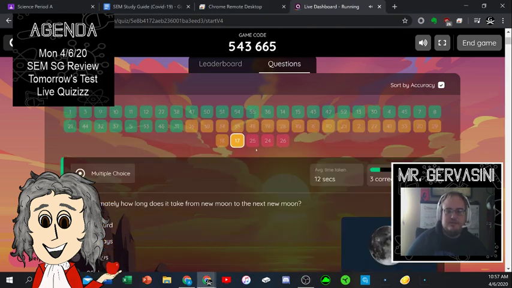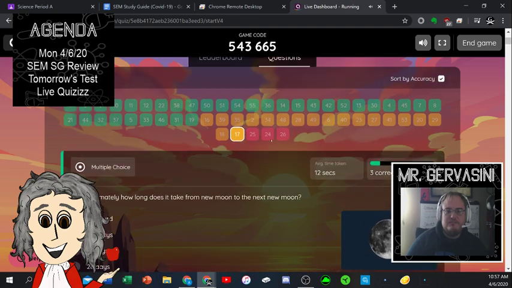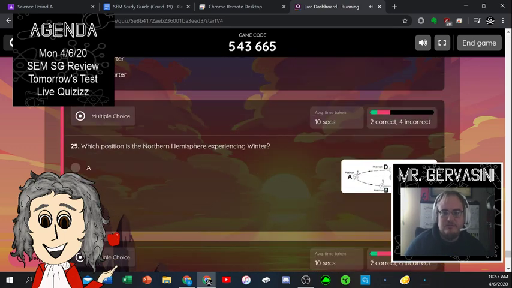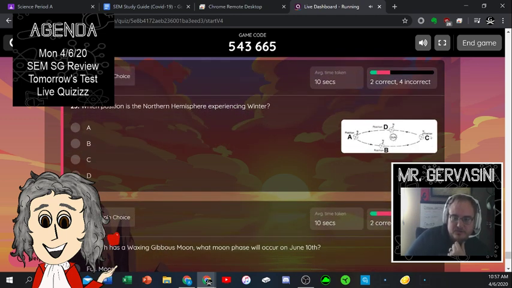How are we doing on questions? We've done better since before. Only 3 are really hurting people. Which position is the Northern Hemisphere experiencing winter? So again, in that diagram, look for the axis. You're the northern hemisphere. Which way are you tilted away from the sun? Either going to be A or C, right?